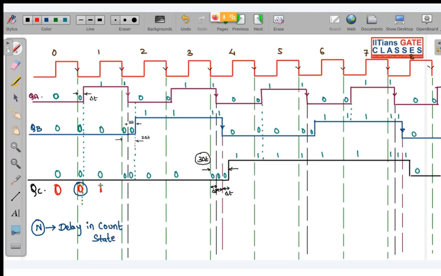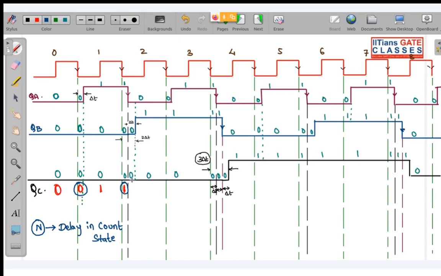Now look over here. This is the normal number 1. After that, you can see what you are getting. You are again getting 1 for the small instant. So this is also the delay in the count state. So I will encircle it with a blue color sign, so it means blue color pen.